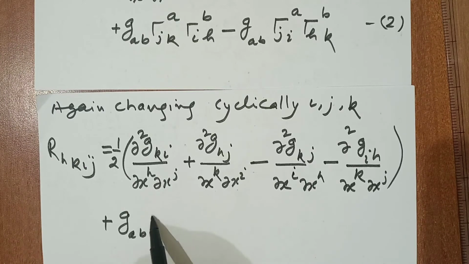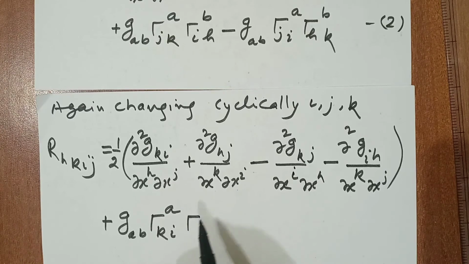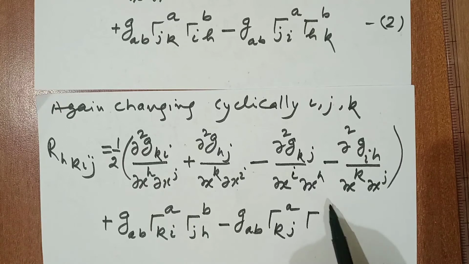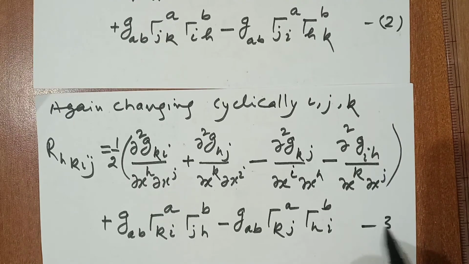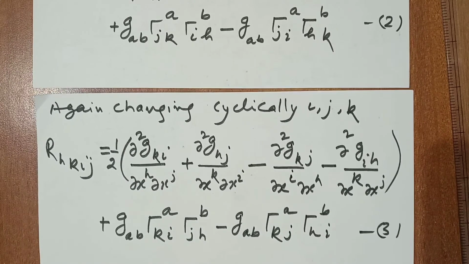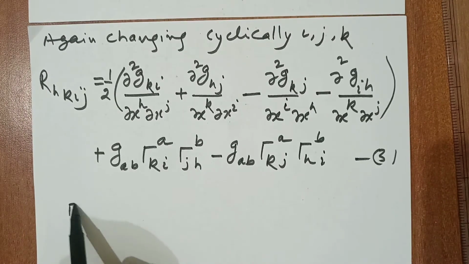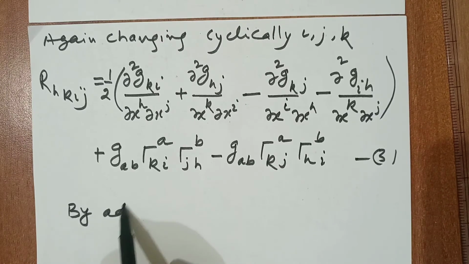So this is G_ab Christoffel symbol [ab,k]_i comma, minus G_ab [ab,k]_ij. So this is third. By adding 1, 2 and 3.